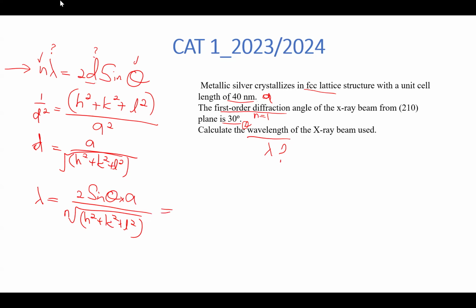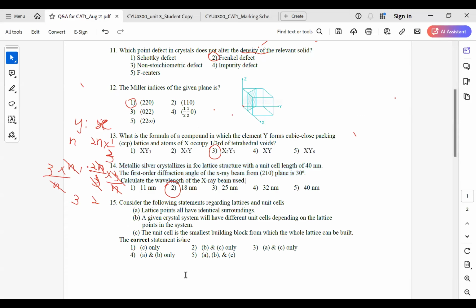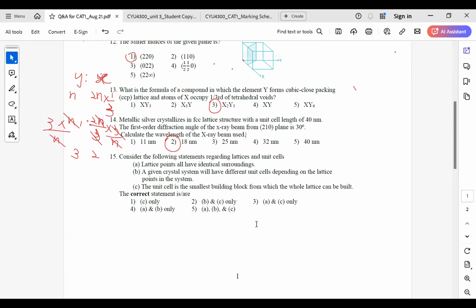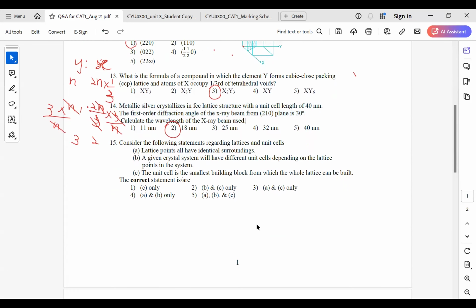And what was the answer? You already gave me the answer, let's go back and see. You gave me the answer as 18 nanometer. Any questions there? I hope not. So let's go to the next one.